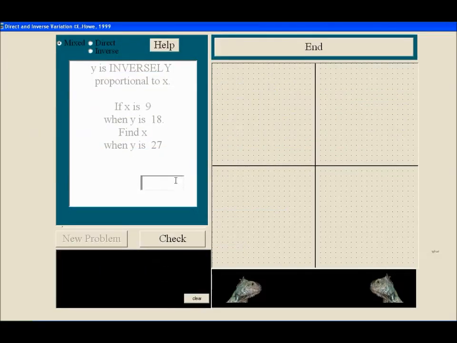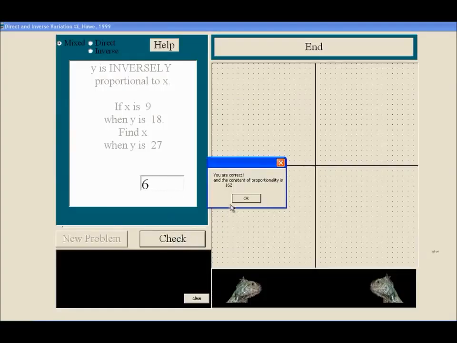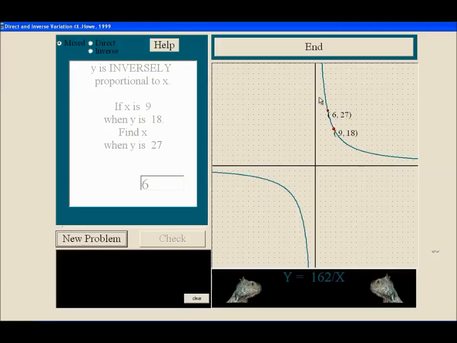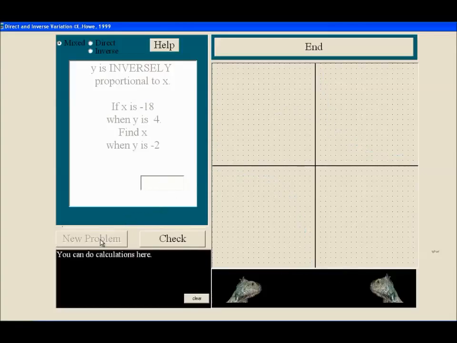I'm going to get the marker out of the way and put in that 6, and check, and we're going to win. And see, these are inversely proportional. As the one gets bigger, the other gets smaller. And they actually end up graphing an inverse graph on these hyperbola lines, which we haven't studied just yet, but we will. See, the way they're related is along a line like that. Let's try another problem, another inverse problem.